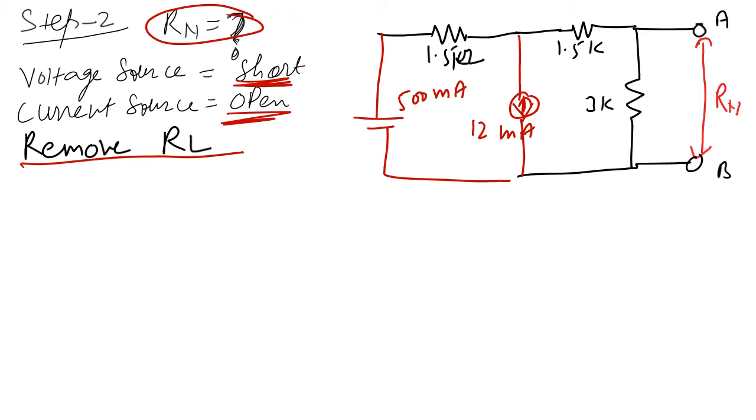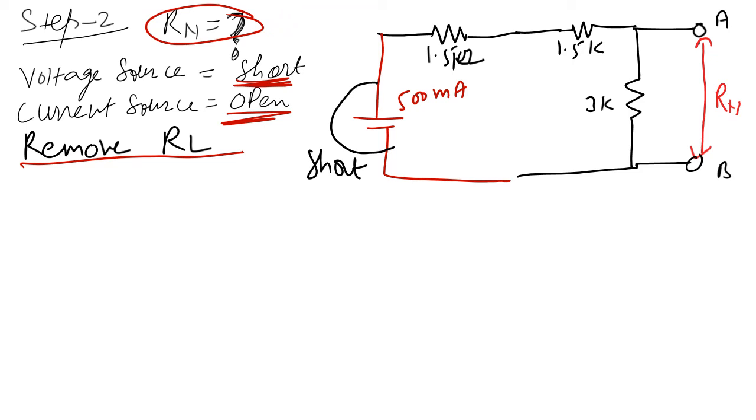RL is removed between the points A and B, and after that you have to short the voltage source. So shorting from here to here, this is shorted now. The current source you have to open, which means you have to remove this part from here. So this is open now.